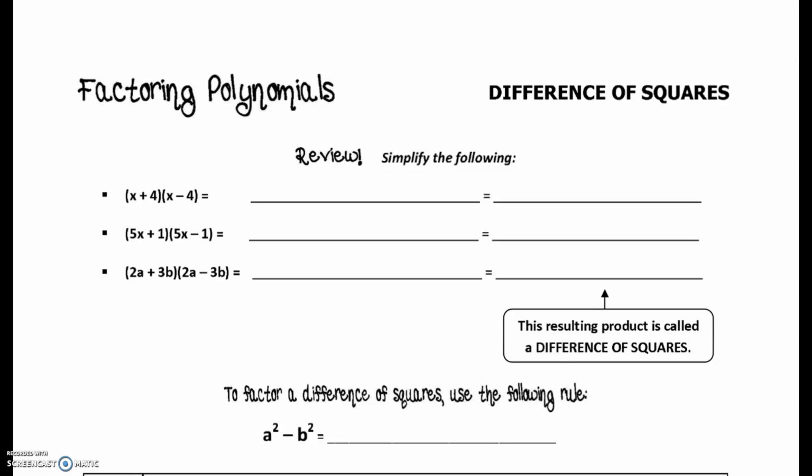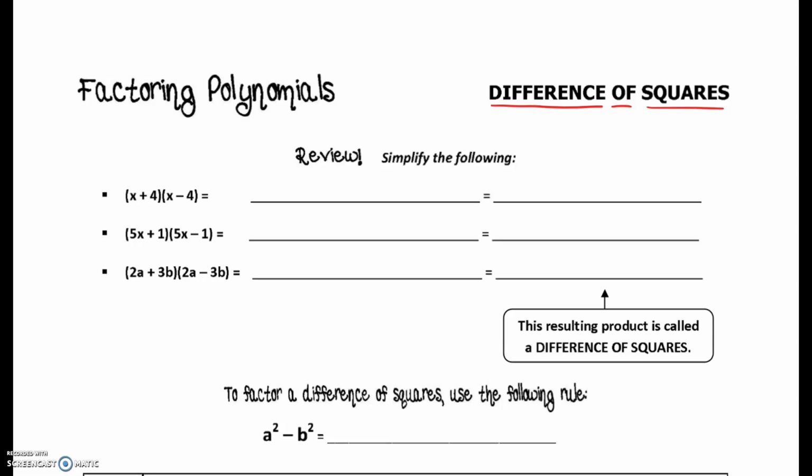Okay, so the second factoring process we are going to learn about this week is indicated here at the top. It is called the difference of squares. And if you look at each one of these examples they're starting us off with in the review, you will see that you have two sets of parentheses. The terms are the same, but the sign in the middle is different.